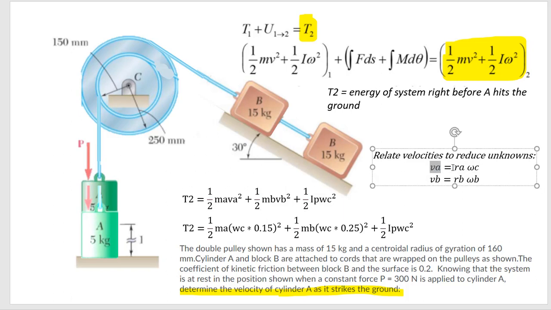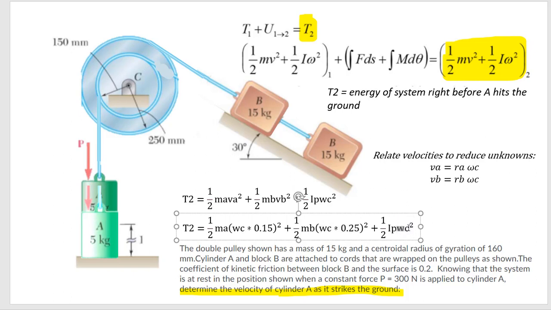Okay, so the velocity of A is related to the angular velocity of the pulley by VA equals R times omega. So this would be 150 times omega C. The velocity of B is related to that velocity of the pulley, same thing. They're both wrapped around the same pulley, so you have just a different radius going on here. So I'm going to get rid of all of these different velocities by just substituting in. For this scenario, VA is omega C times 0.15, and then VB is going to be how fast it's rotating times a larger radius, 0.25.